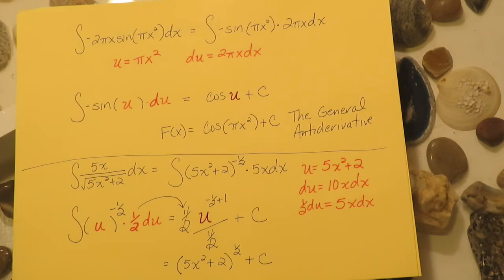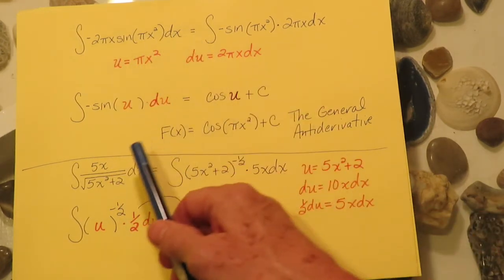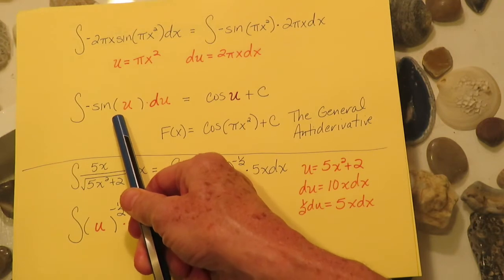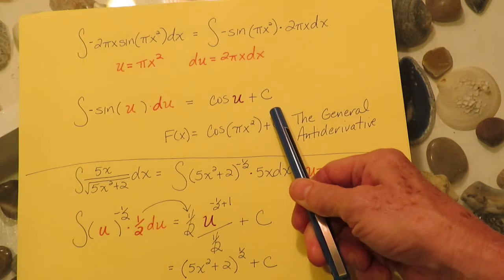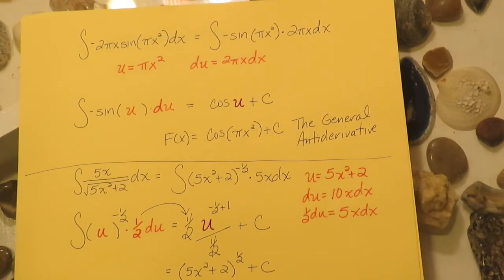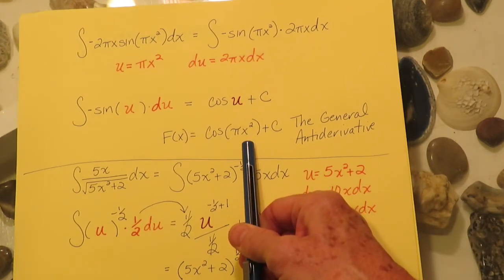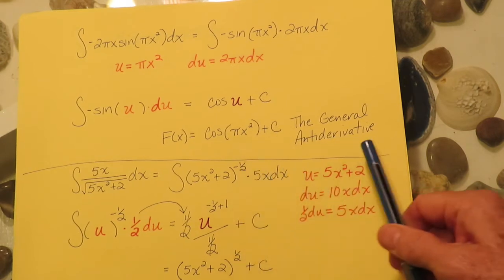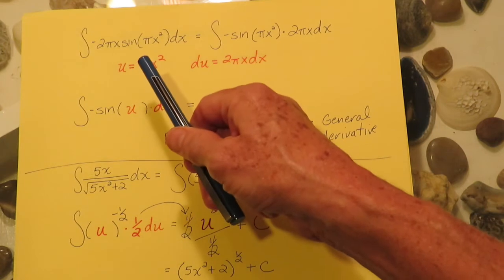Now I can look at that and I can say, oh hey, the antiderivative of negative sine is cosine. So I've completely simplified a messy function down to a simple expression. I easily can see what the antiderivative is. There's always going to be an arbitrary constant on the general antiderivative. I started off with x though and not u, so I replaced the u again with what it equaled in the first place, pi x squared, and there I have found the general antiderivative of negative 2 pi x sine of pi x squared.